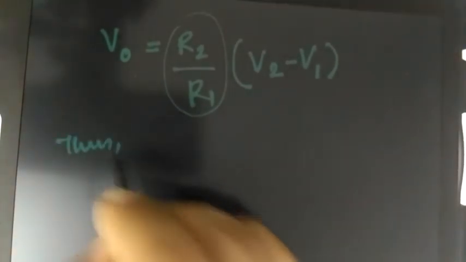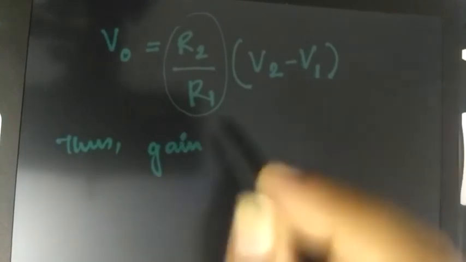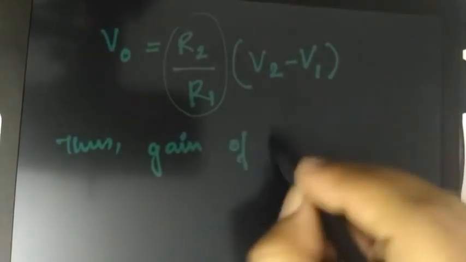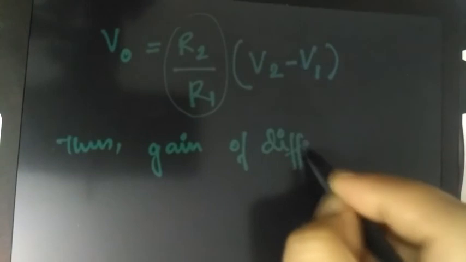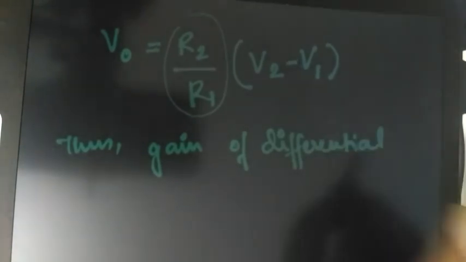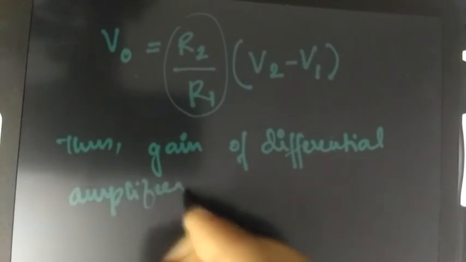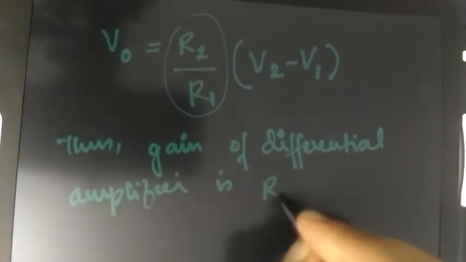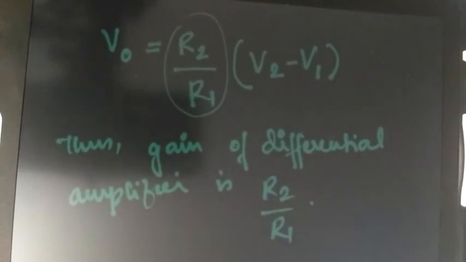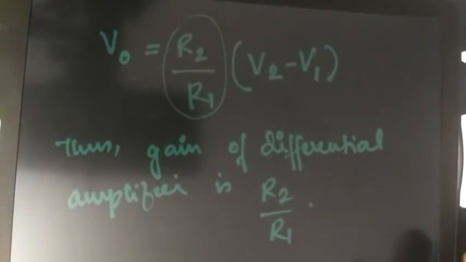Thus, the gain of the differential amplifier is R2 by R1. The circuit amplifies the difference of two signals. I hope it's quite clear to you all.